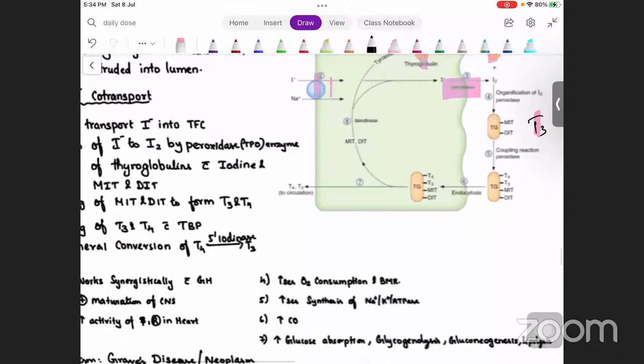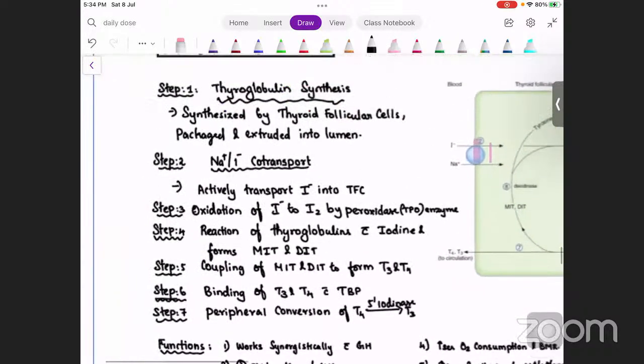So we have this 5-deiodinase enzyme. The 5-deiodinase enzyme will carry out the peripheral conversion of T4 to T3. Okay, this is all about thyroid hormone synthesis.